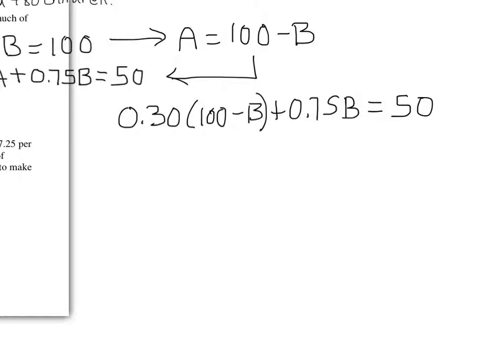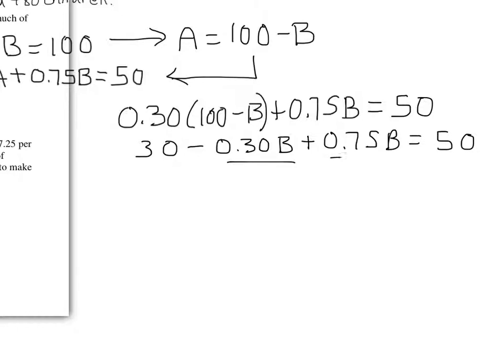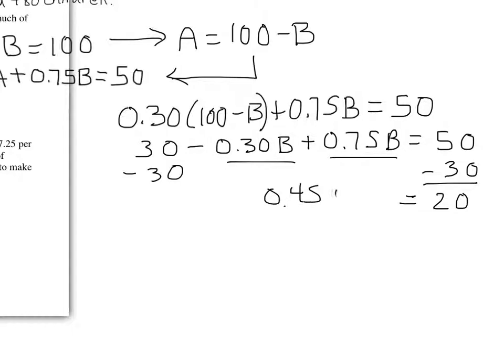So 0.30 times 100 is 30, minus 0.30B plus 0.75B equals 50. Look at those like terms. We can combine those, guys. So let's go ahead and subtract 30 from both sides too while we're at it. So that gives us equals 20. And then when we combine these like terms, we get 0.45B. We want to solve for B, so let's divide by 0.45.